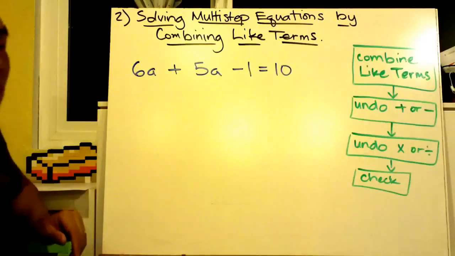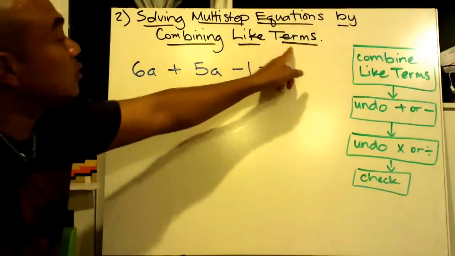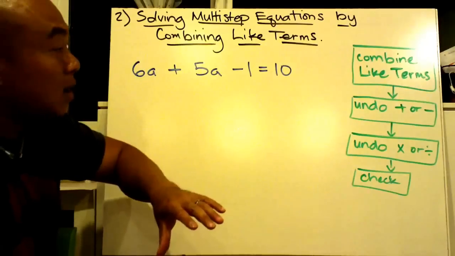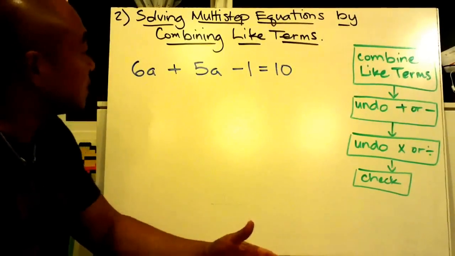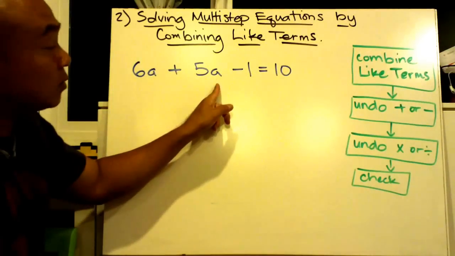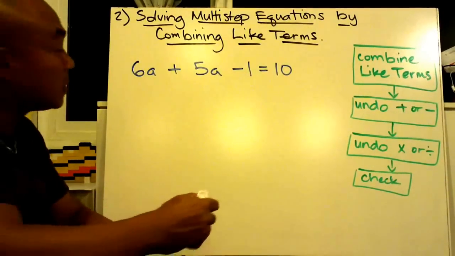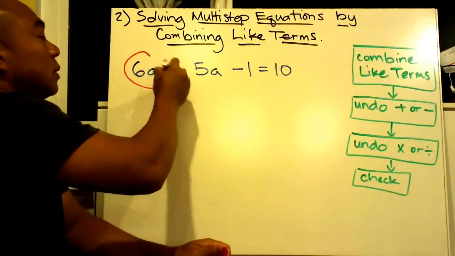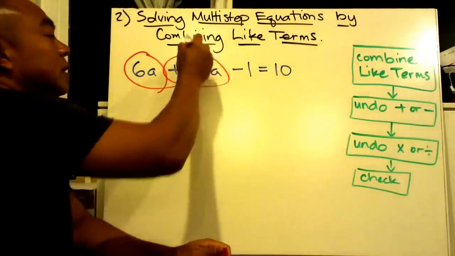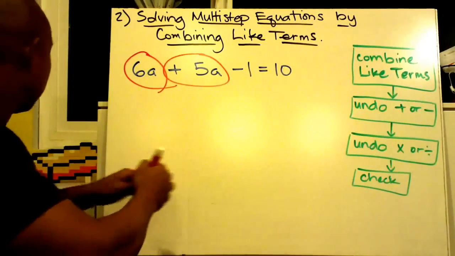Alright, the next topic we're going to talk about is solving multi-step equations by combining like terms. And again, this is something that you've done before when you're simplifying expressions. Anytime that you see that they have the same variables, we're going to go ahead and do combining like terms first. And just like what we did last time, we went ahead and circled what we have. Those are the things that they have in common. We're going to combine them first.